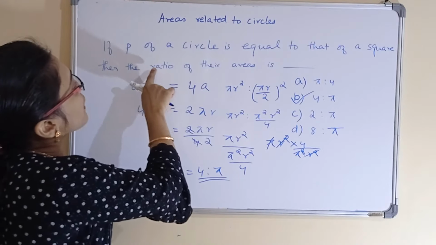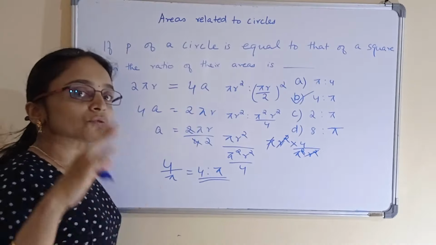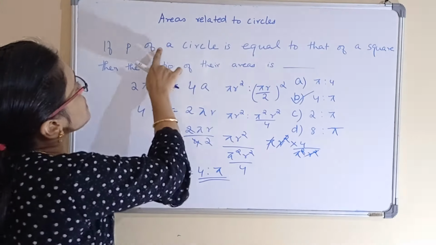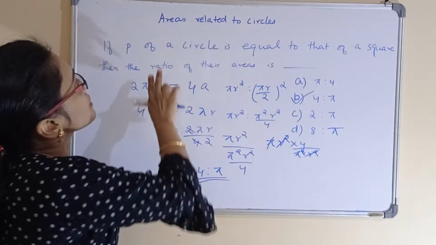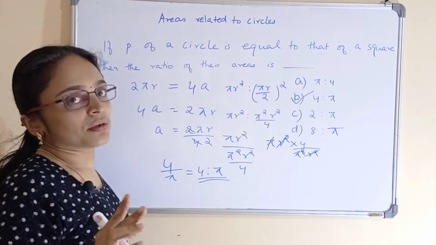Here we have to find the ratio of area of circle is to square. Okay, so because circle is given first, we have to find the ratio of circle to square.